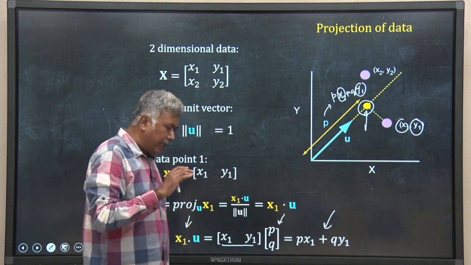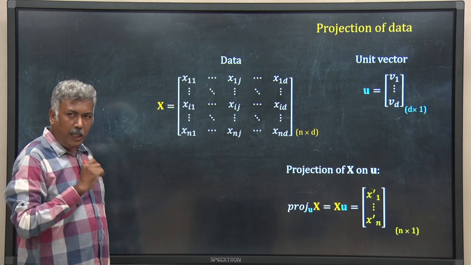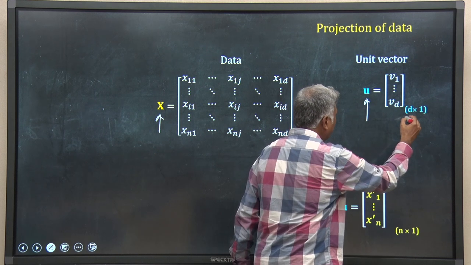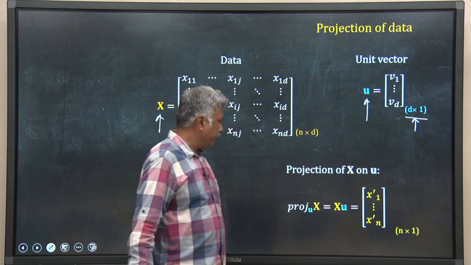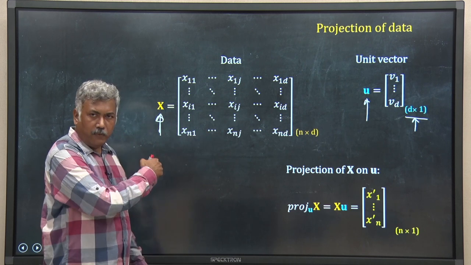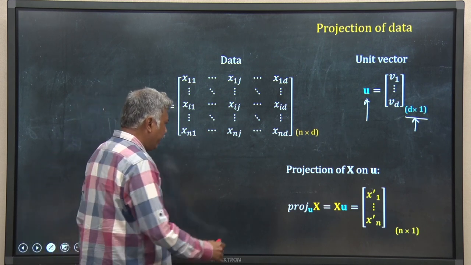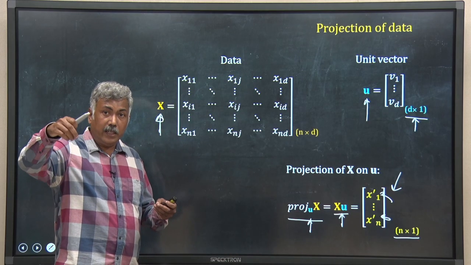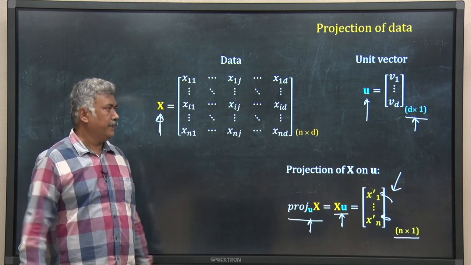But our data matrix is not 2 by 2, it is quite a big one, n into d. So, this is my data matrix X, and this is suppose a unit vector whose dimension should be d into 1, otherwise I cannot multiply. Now, if I project this data X on U using the formula we just derived on the last slide, the projection of X onto U will be the multiplication of X and U, and that should give me a column vector of dimension n into 1, n by 1, and each of these values is the projected value of my samples on that particular vector U or on that particular new coordinate.